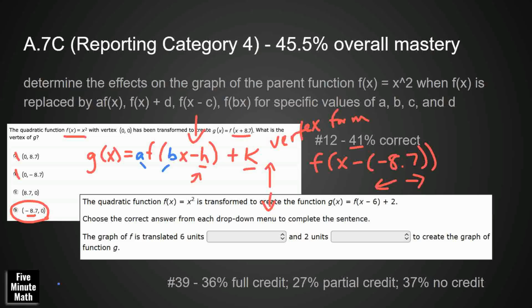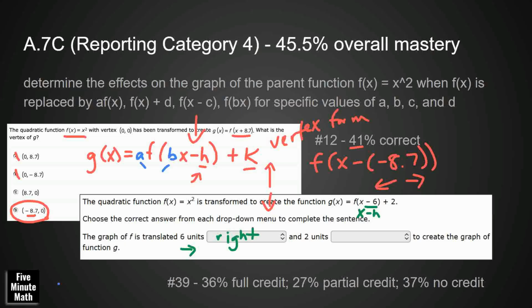Number 39, 2-point problem, two different drop downs. We end up having to do both of these. So we have an x minus 6. Now, that's a little bit more normal. If it's x minus 6 and my format is x minus h, then my 6 is simply my h. That ends up being a positive 6 in order for it to be x minus 6. So that means we're going to move 6 units x value to the right.